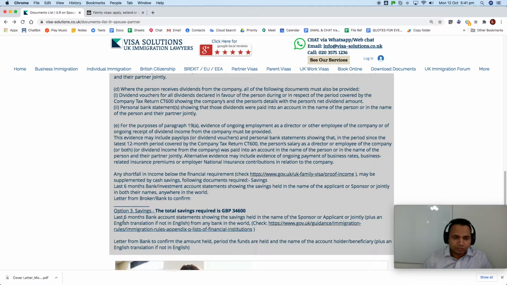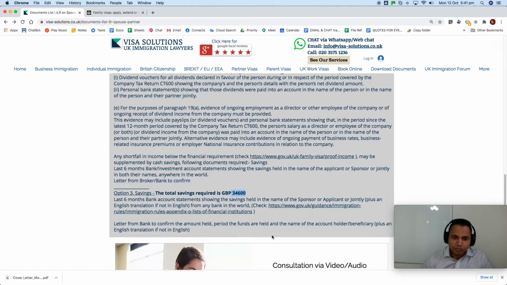Also, savings. The total savings, so this is where we mention it, required is 34,600. So if you're using only savings, the amount is 34,600 GBP equivalent, either in the UK or outside the UK, and either in the name of the sponsor or the applicant or jointly.